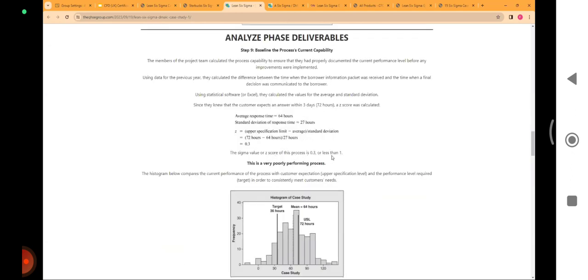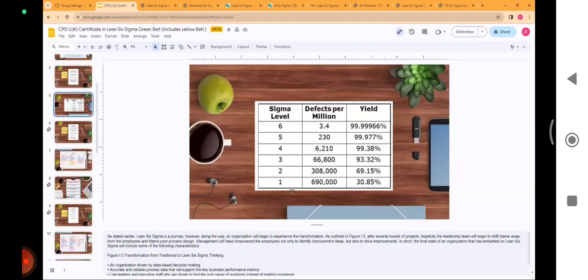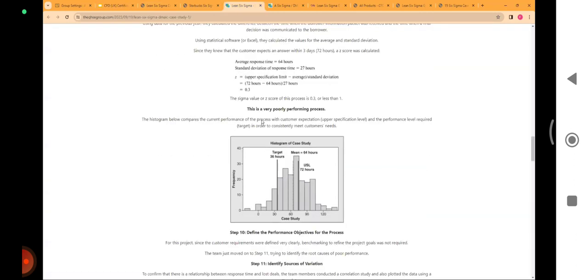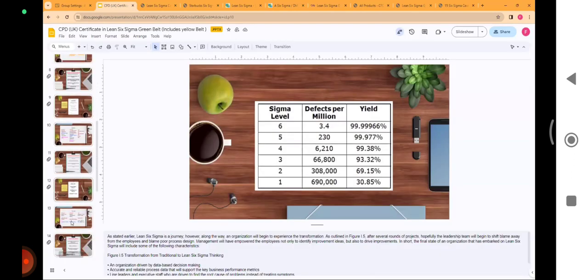The Z-score for this process is 0.3. That means it's less than 1. This is a very poorly performing process, which brings us back to this chart right here. You can see this is a poorly performing process with probably a yield of around 10%.